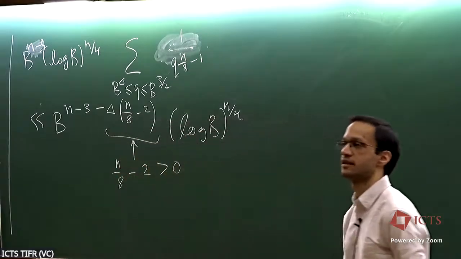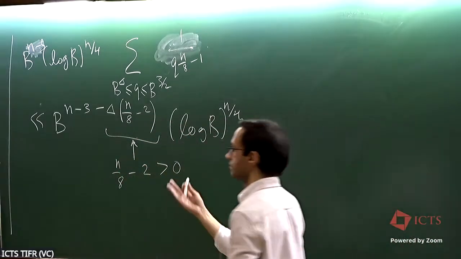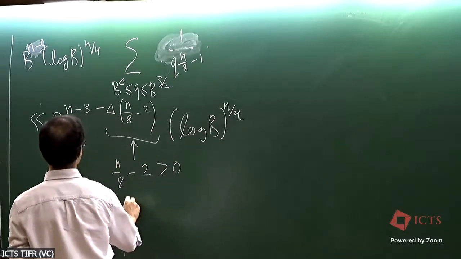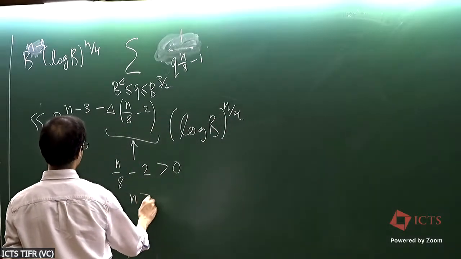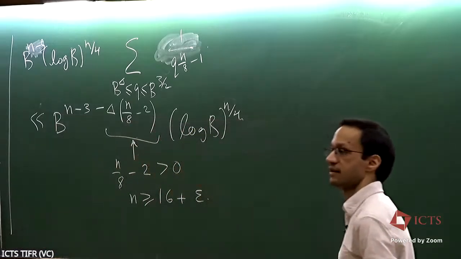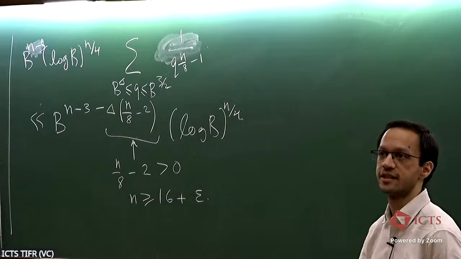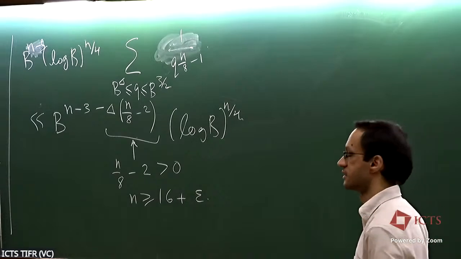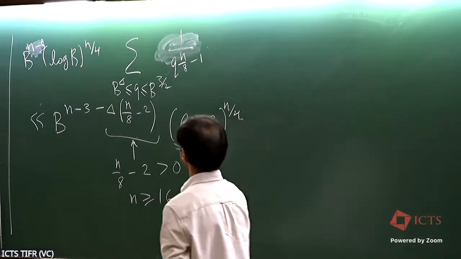So any positive contribution ends up giving us a saving. So this basically means that n is bigger than or equal to 16 plus epsilon. And we end up getting a smaller minor arc contribution than the major arc contribution. So this is what this is. So that's the minor arc.